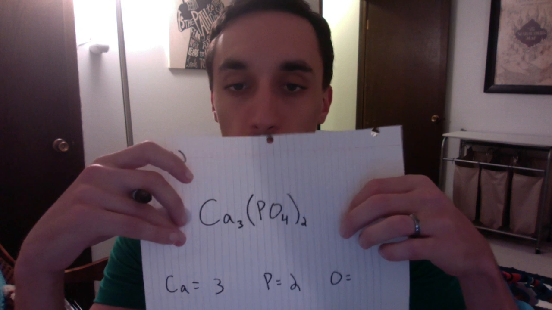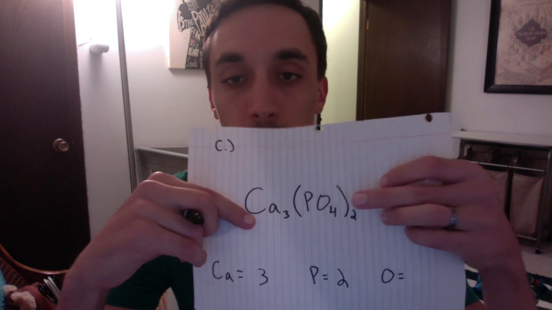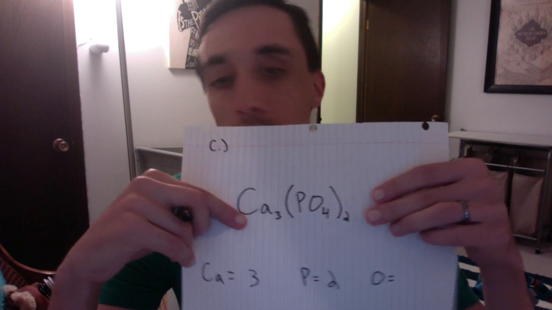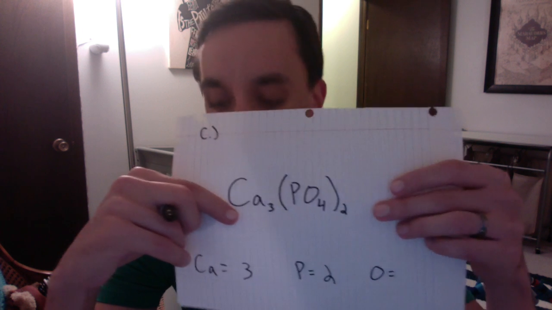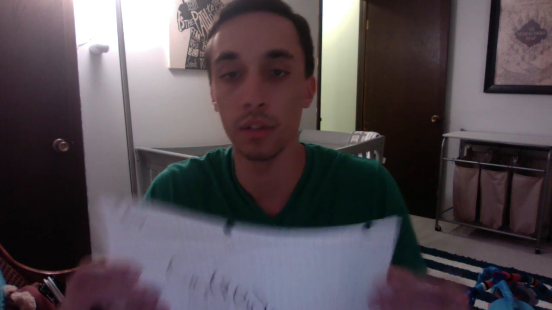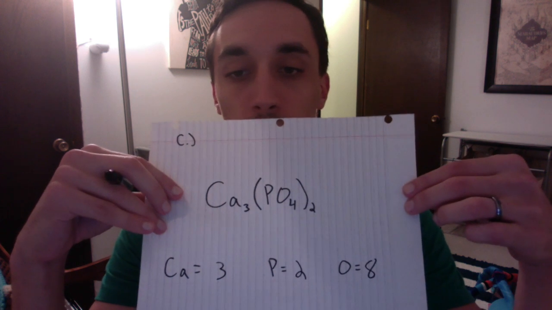So 2 times 1 is 2, so we have 2 phosphorus atoms. Finally, we'll look at oxygen. We've got 4 oxygen atoms inside the parentheses. Multiply by 2. That gives us 8 total oxygen. So we've got 3 calcium, 2 phosphorus, and 8 oxygen.